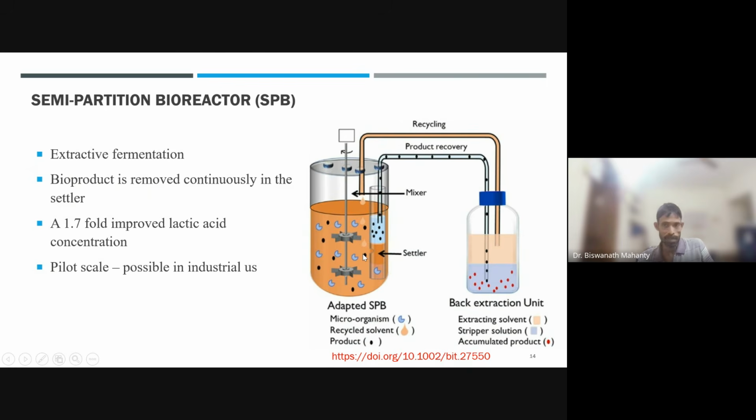So essentially, separation happens in a connected extraction unit. This process can go online, so fermentation and extraction go side by side. It is possible to have pilot scale and industrial scale as well. This is really an innovative approach for separation where upstream and downstream come close to one another.